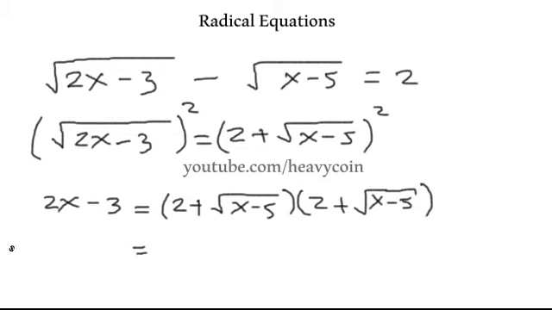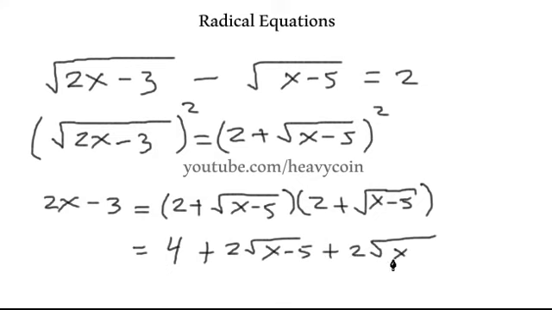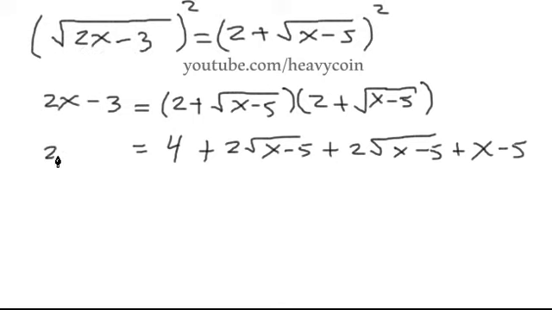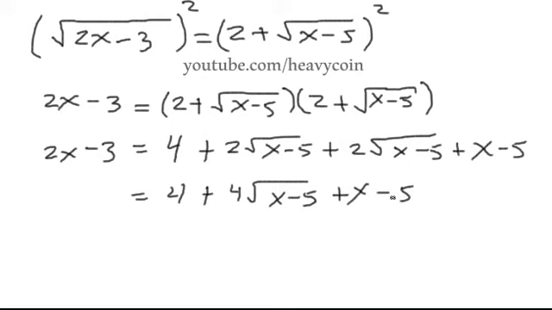Okay, so we do nothing over here, so 2 times 2 is 4. 2 times the square root of x minus 5, plus 2 times the square root of x minus 5, and then square root of x minus 5 times square root of x minus 5 is just x minus 5. And of course I'll just rewrite this. We want to simplify this down, so 4 plus 4 square roots of x minus 5 plus x minus 5.